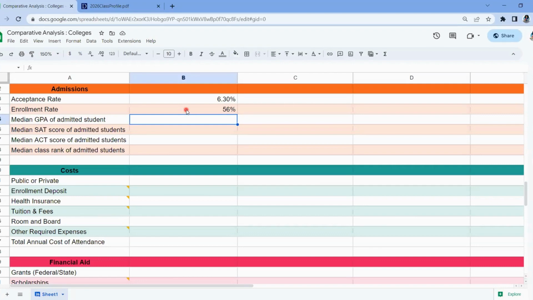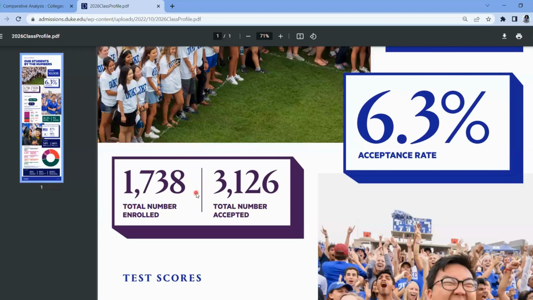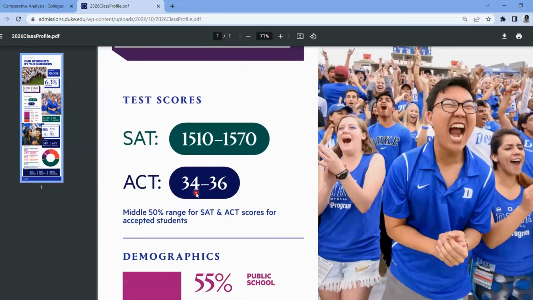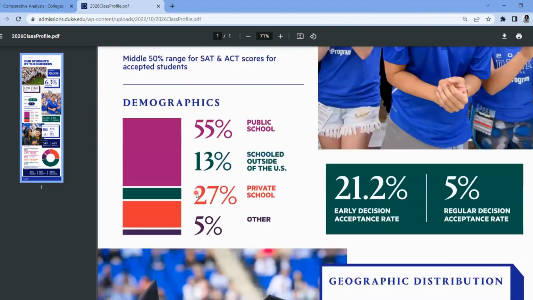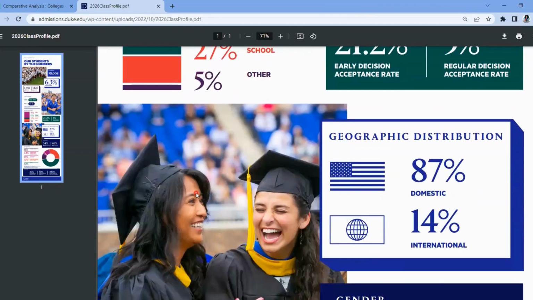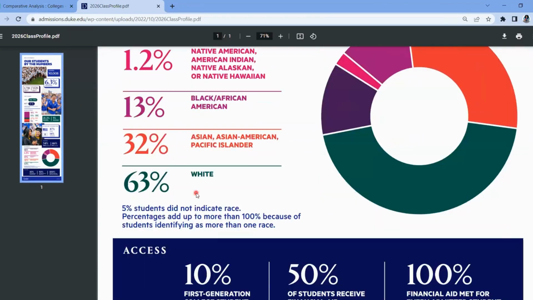Next up, I want to see if I can find the median GPA of admitted students. And if the school does not publish this information, that's okay. But the median GPA will tell us what the GPA was of the middle 50% of the students who were admitted. Let's see if they offer this information. So I'm not seeing it on this first part. Let's see.